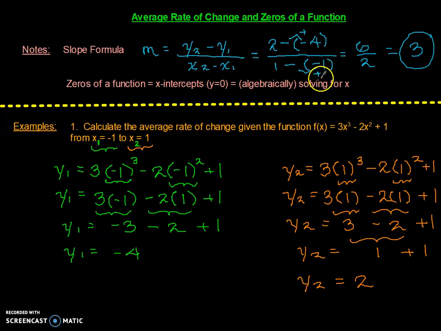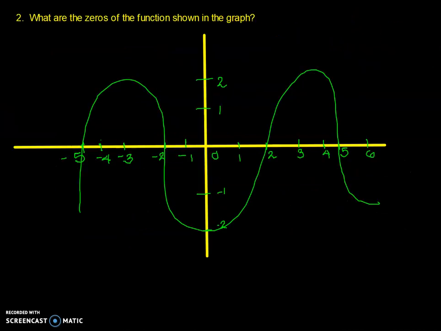So keeping that in mind, if you look at this graph and I just ask you for the zeros of the function, notice that the zeros of the function are just the x-intercepts, meaning the points on the x-axis, because any point on the x-axis is where y is 0. So all of these words correlate together: zeros, x-intercepts, when you're solving for x algebraically. So in this case, the zeros would be all of these points on the x-axis.